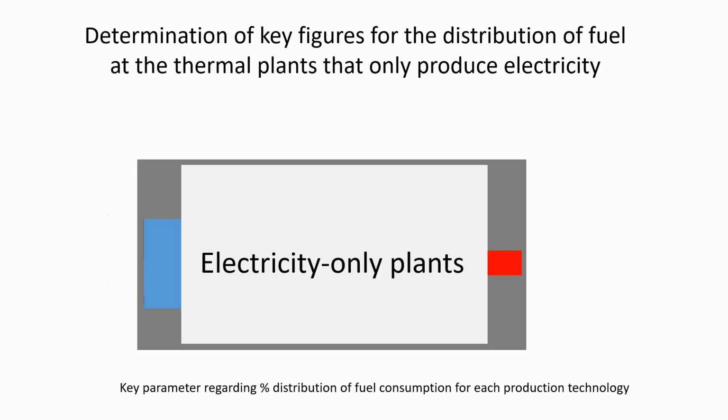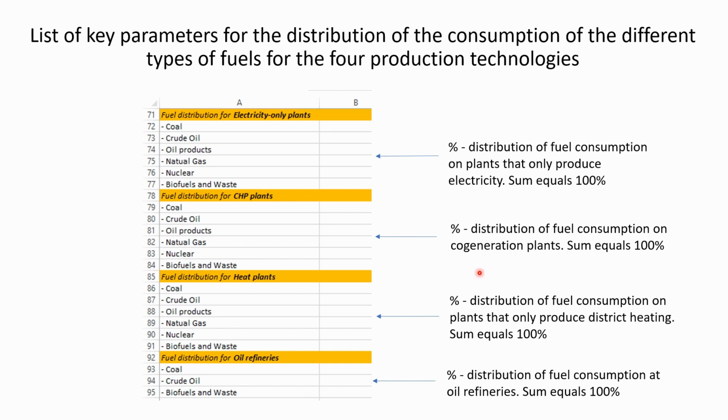We know the total fuel consumption on the electricity-only plants, and now we have to find the distribution between the different kinds of fuels. In the Excel sheet, it looks like this here. We have the electricity-only plants, and we have to put the distribution between the different fuels used here on the electricity-only plants, and the distribution between the fuels used here on the CHP plants, the heat-only plants, and the oil refineries.